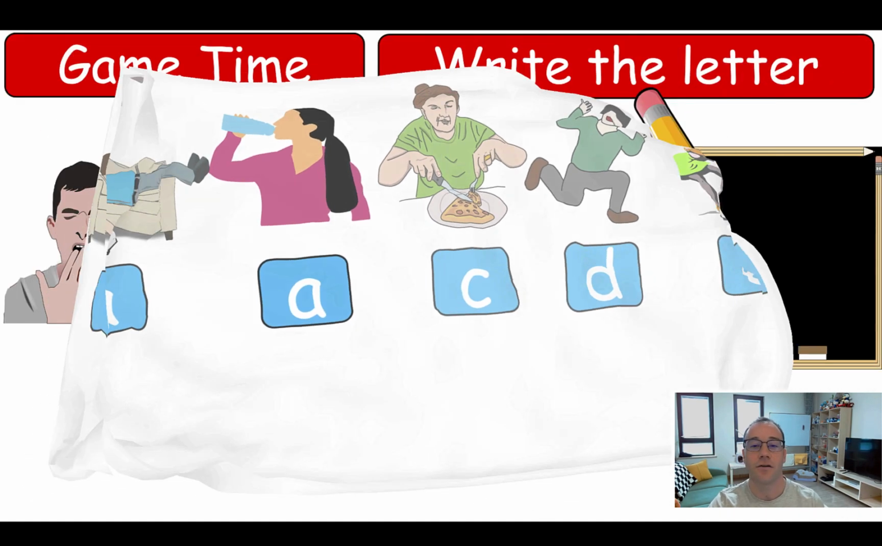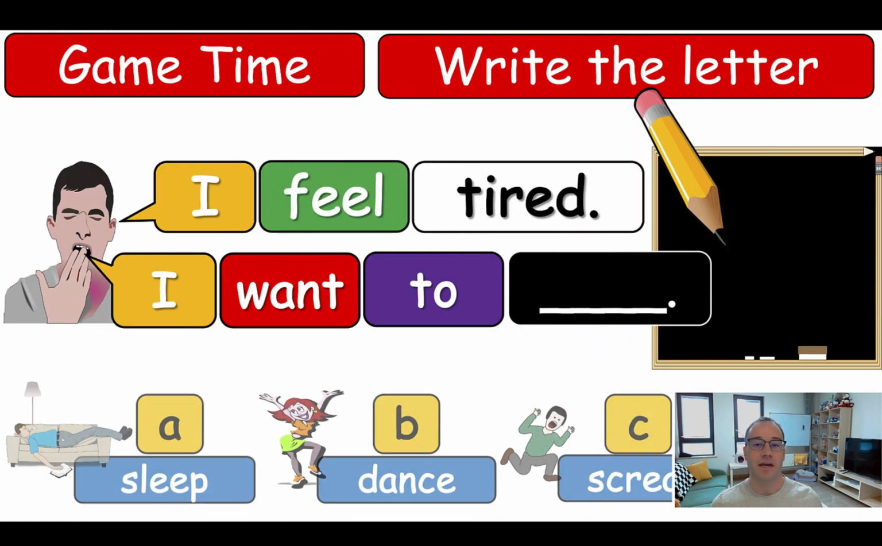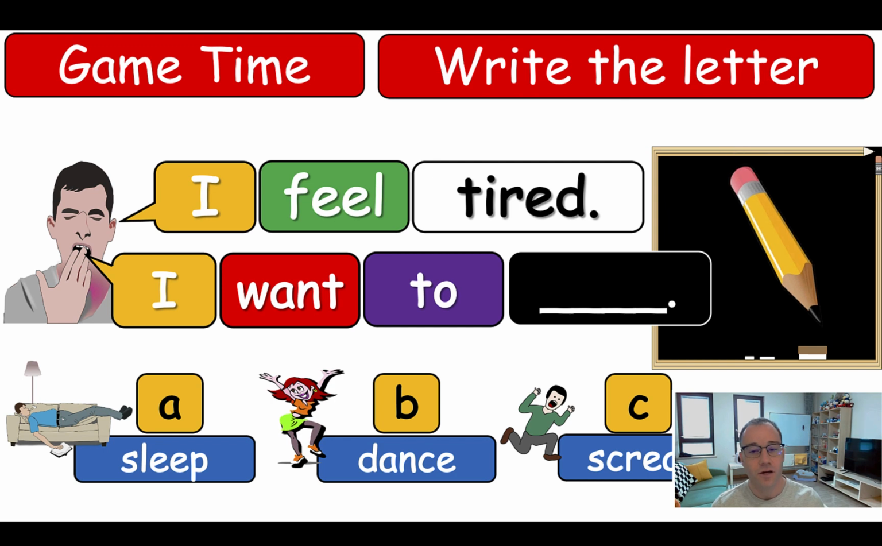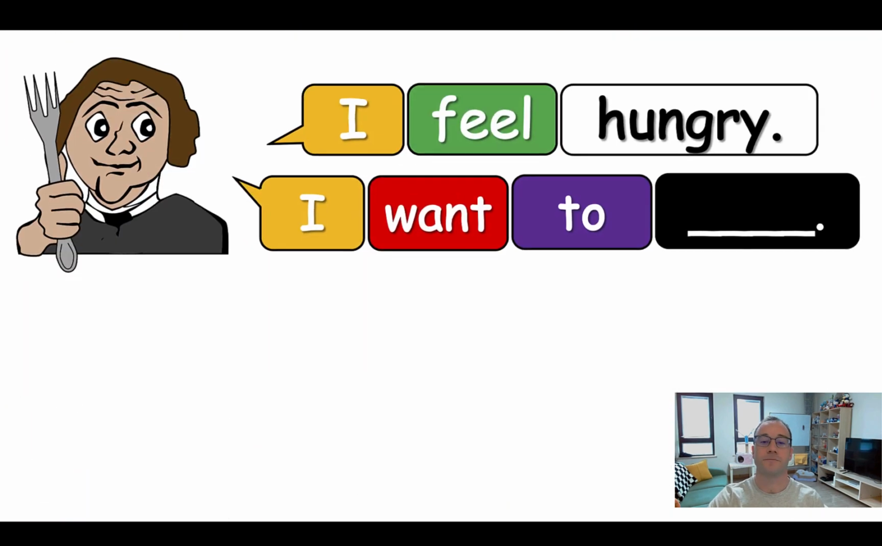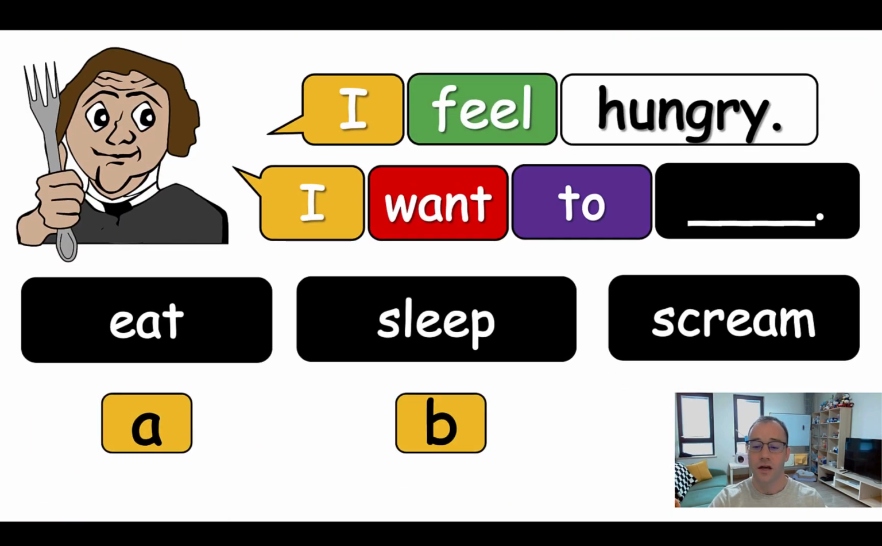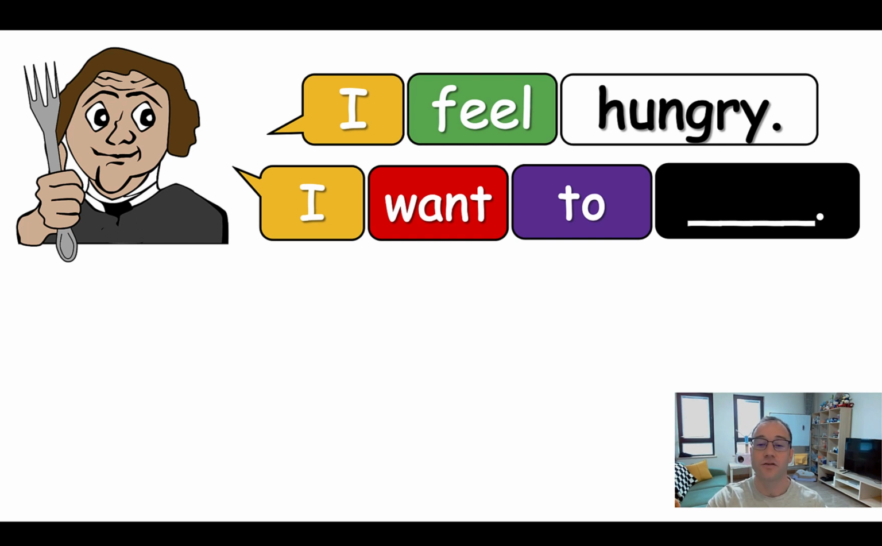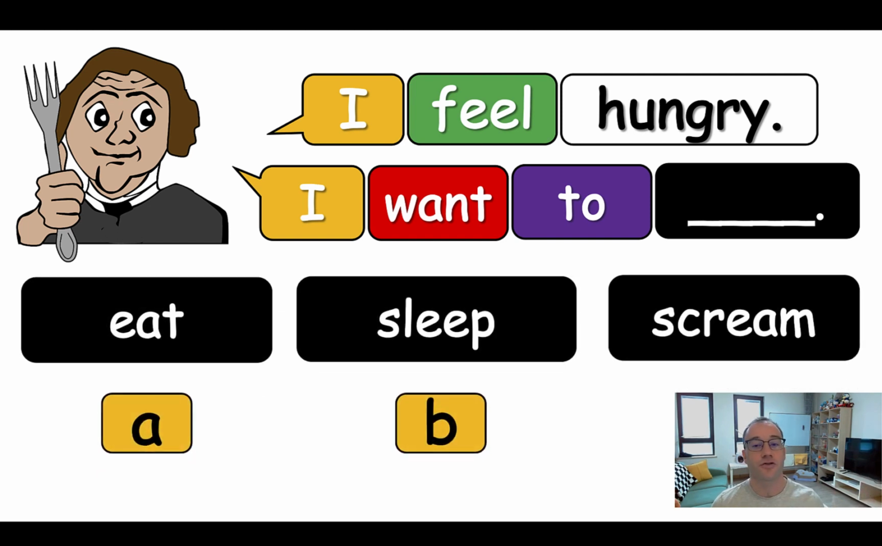Yes, it is dance. Okay, and the next game is the write the letter game. So it's very simple. Choose one student from each team, bring them to the front, give them a space to write, and here's how it works. I will show, I feel hungry, I want to, and the whole class can read it together. The first student to write A will get a point.